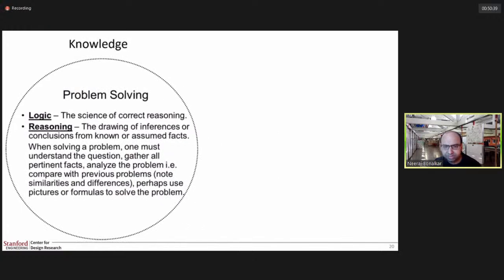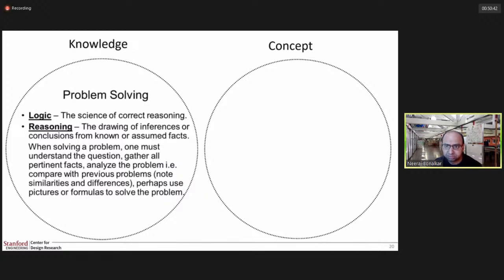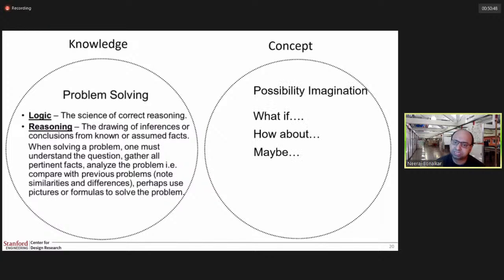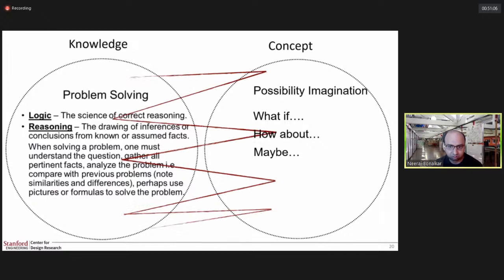What we saw is that in great innovation cultures and teams, there is a second state, the state of concept. This is a state of possibility and imagination. This is where you ask questions: what if this were to happen? How about if we do something different? Maybe we can try this thing. So you are in the state of possibility, and good teams are teams that go back and forth between these two states. This is something that we have seen quite often: what we require in an innovation culture is an ability to go back and forth between a state of knowledge and concept.